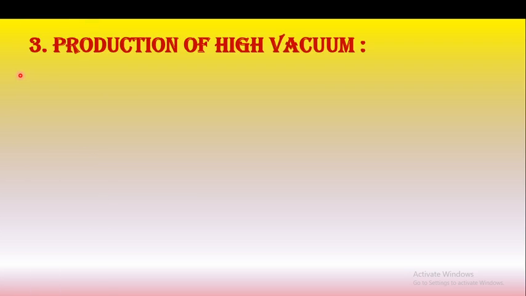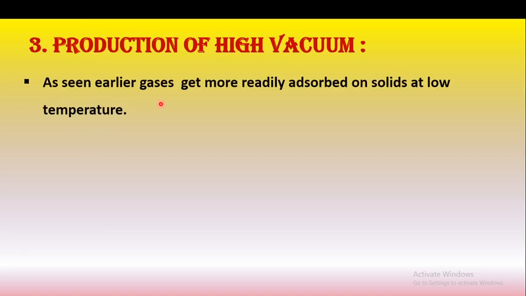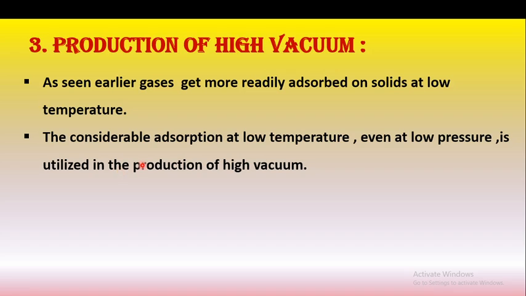So, the next and third application is the production of high vacuum. What is the production of high vacuum? We have seen earlier that gases are more readily adsorbed on solids at low temperature. Means the gases get easily adsorbed on the solids at low temperature, and the considerable adsorption at low temperature and even at a low pressure is utilized for the production of high vacuum, because in some reactions we need the condition of a high vacuum.